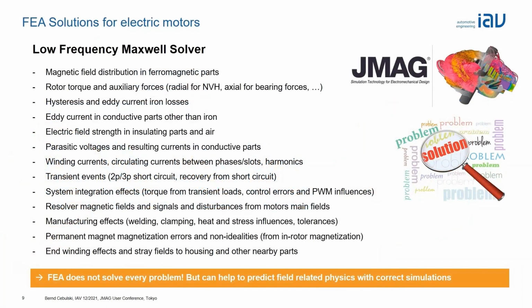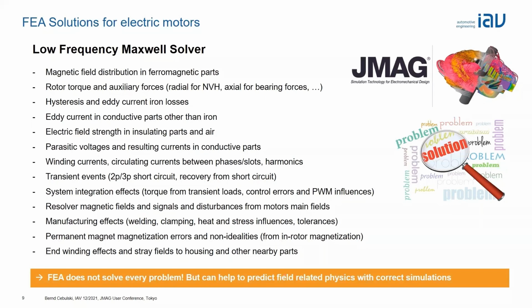If we talk about JMAG, we are talking about a low frequency Maxwell solver, as it's called. So it's meant to be used for the magnetic field distribution in ferromagnetic parts. Besides that, it can be used to calculate torque and forces, losses in iron parts and in conductive parts. You can also use it to calculate electrical fields and transient events, for instance failure events like the two-phase or three-phase short circuit, but also the recovery from the short circuit, which is also difficult.